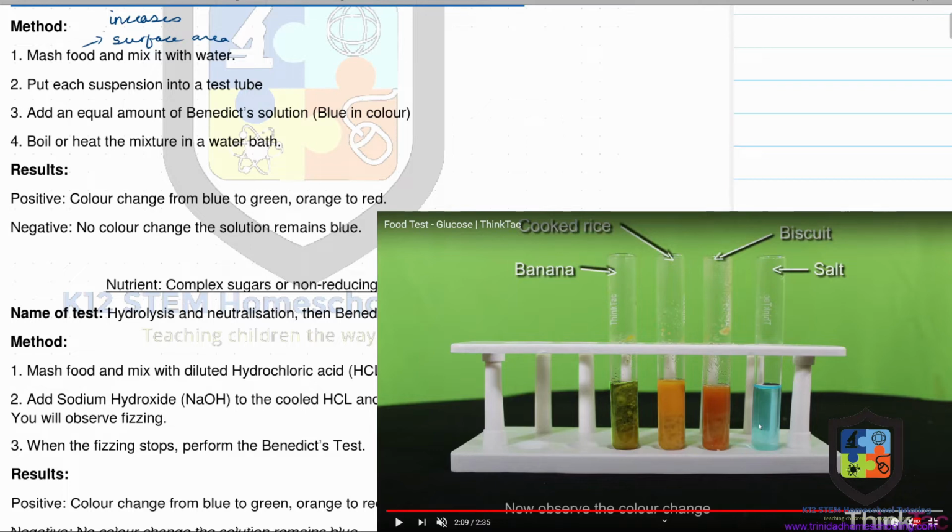Now look at the cooked rice. The cooked rice stayed orange, right? So it has some simple sugars, alright? It still needs to digest into your system to get to that glucose.